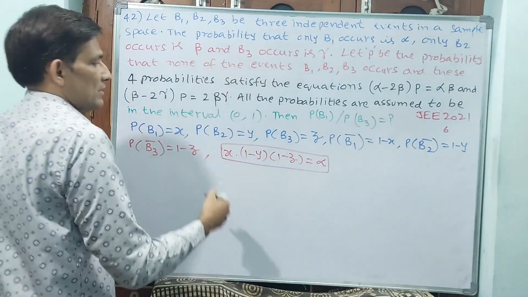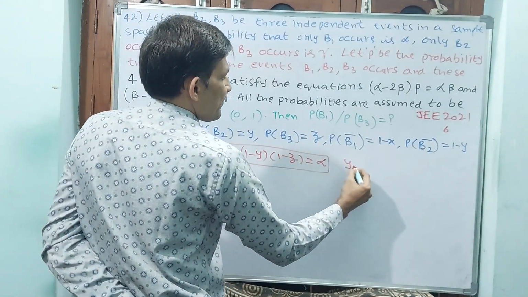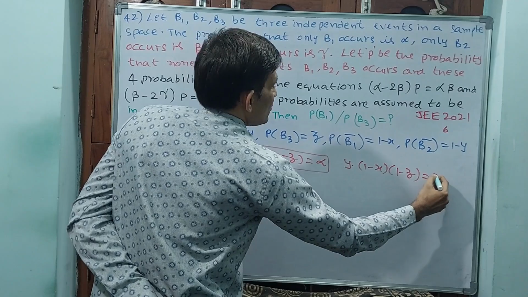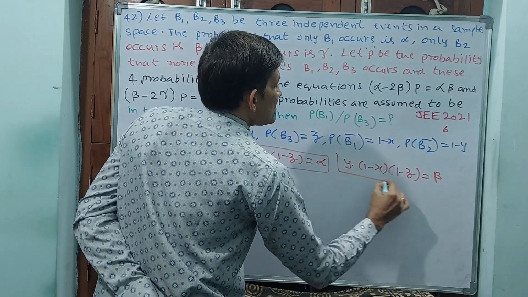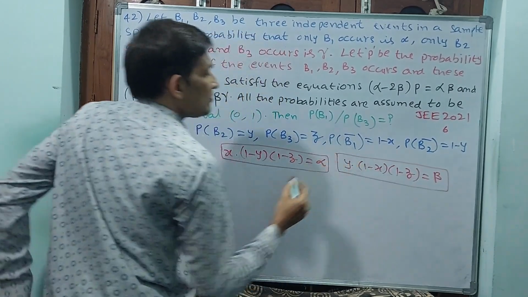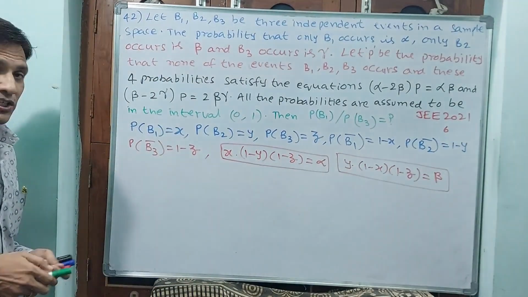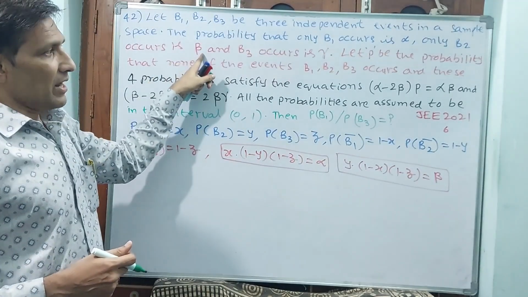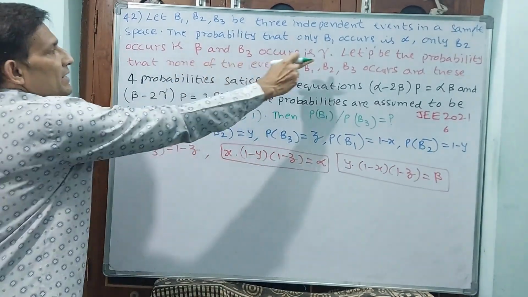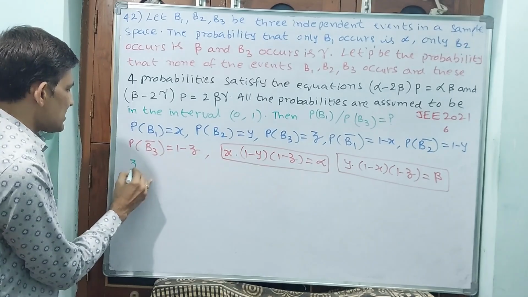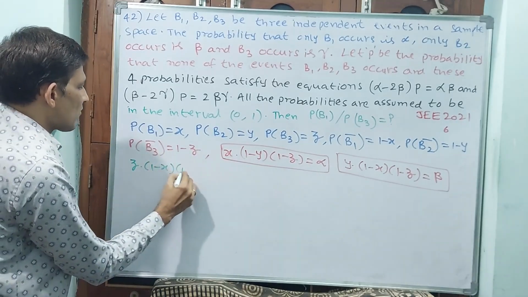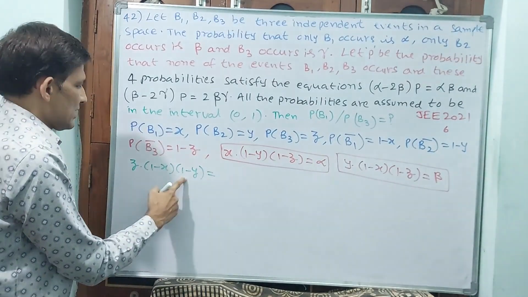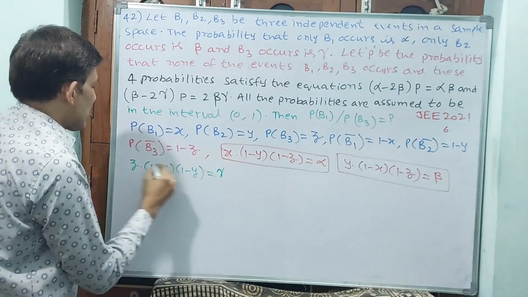Only B2 is occurring means what? Y, 1 minus X, 1 minus Z. This is going to be beta. This is the second equation. Only B3 occurs is gamma. Only B3 means what? Z is occurring, and X and Y are not occurring. That is why 1 minus X, 1 minus Y. This is going to be called gamma.